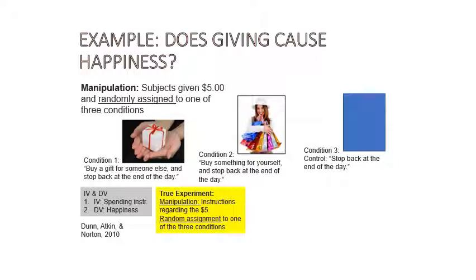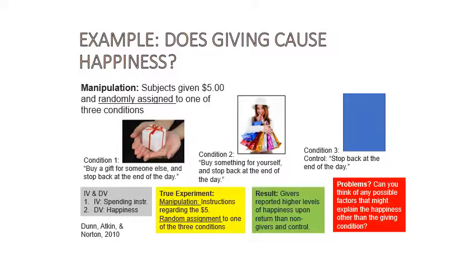So it was a true experiment because there was a manipulation, which is the instructions about the $5, and there was random assignment to one of the conditions. So it is an experiment. And in fact, the results were that givers, the ones who gave a gift to someone else, reported higher levels of happiness upon return than those who bought for themselves or the control group.